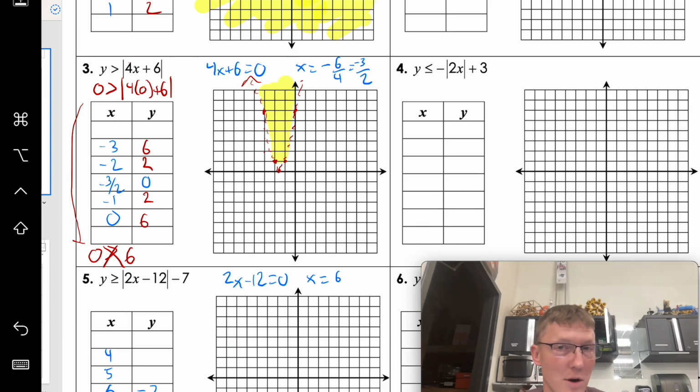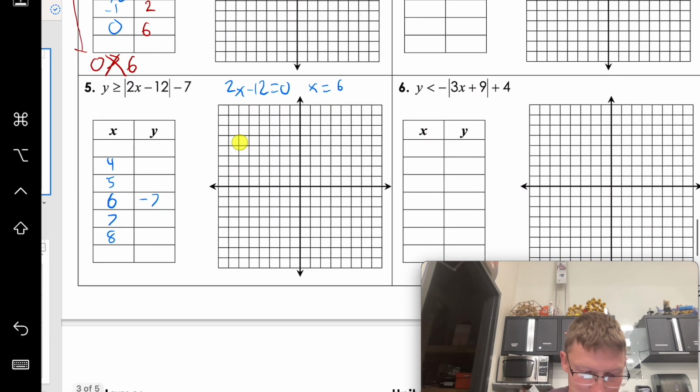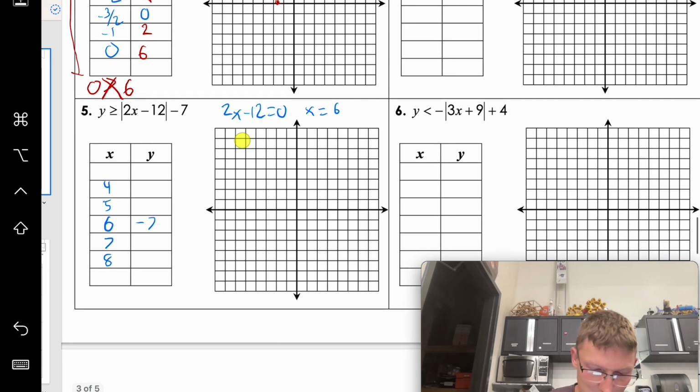Either strategy works. Thinking it through or using a test point, both of them work. As long as it works for you, that's the important part. So last but not least, we got number 5. This one's a little bit more complicated, which is why I wanted to do it. So we started the same way though.